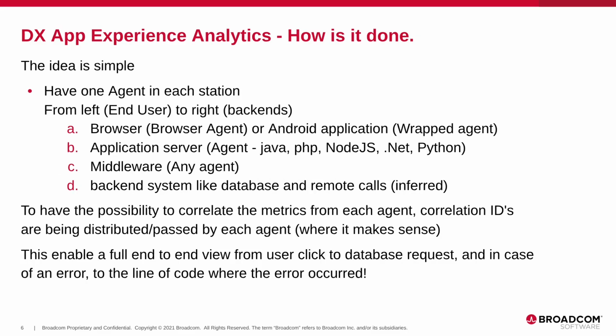What makes this approach really nice is the clear end-to-end visibility it offers, from the user click all the way to the backend. Having a unified agent strategy across the entire stack makes troubleshooting and performance analysis much more efficient. The use of correlation IDs ensures that we can trace every transaction seamlessly across layers, which is crucial when diagnosing issues or optimizing user experience. This architecture truly enables a holistic view of application performance and end user experience.